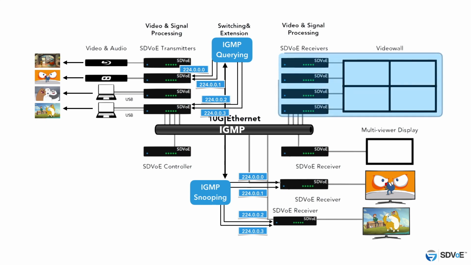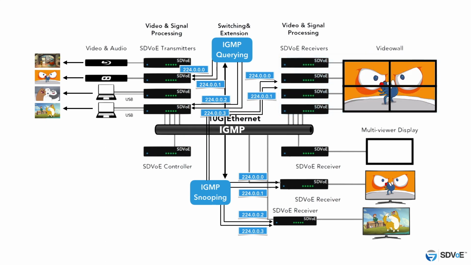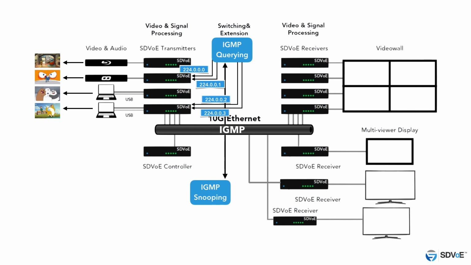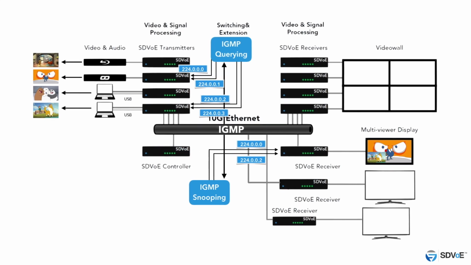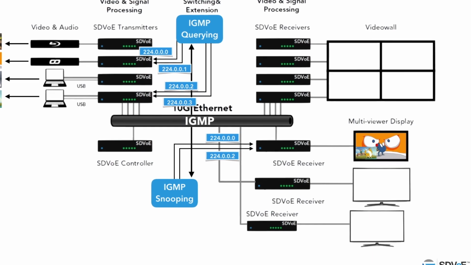Multiple receivers can request streams from any transmitter, and because the video and audio is broken out into separate data streams, a single receiver can actually receive video from one transmitter and audio from another. In the case of the multi-view application, a single receiver is actually receiving multiple video streams from multiple transmitters and placing them all on a single display. And this is all made possible with multicasting.